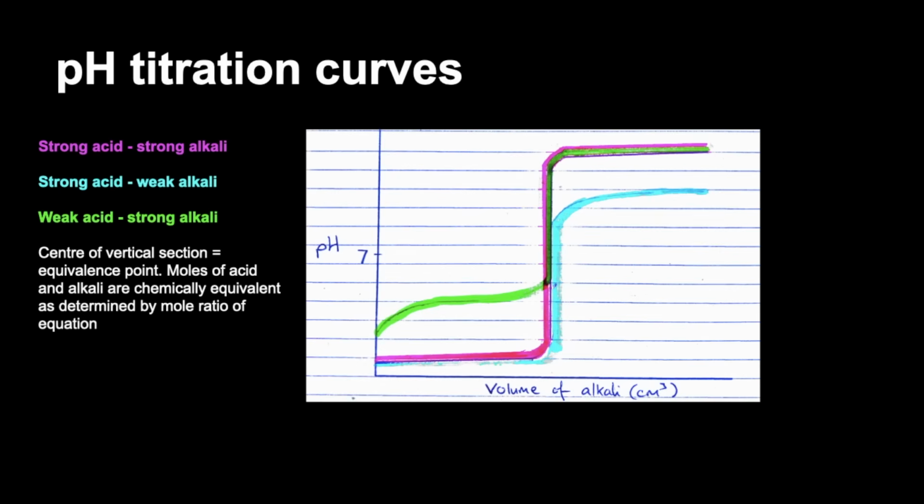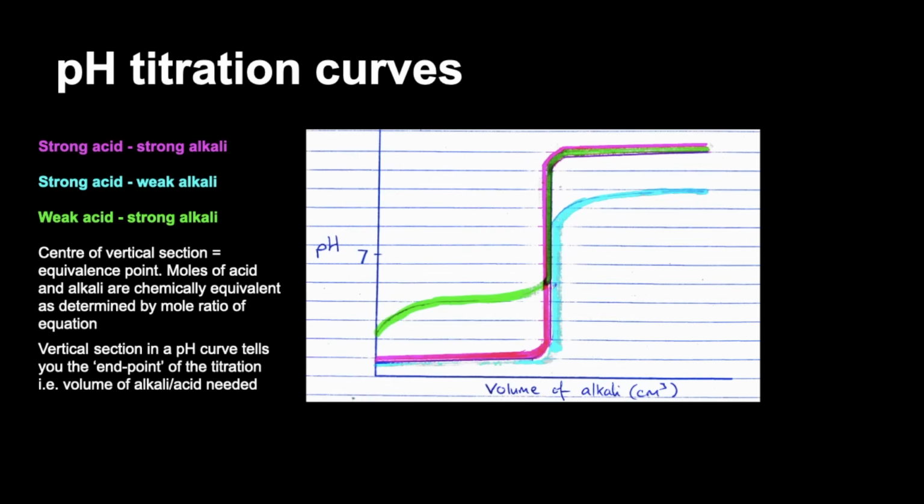The centre of the vertical section is what we call the equivalence point. So that's when you've got the equivalent moles of acid and alkali present as determined by the mole ratio of the equation. The vertical section in a pH curve tells you the end point of the titration. So in other words, the volume of acid or alkali that's needed from the burette. And remember, it's typically one drop from the burette that causes that rapid rise in pH, that vertical section.